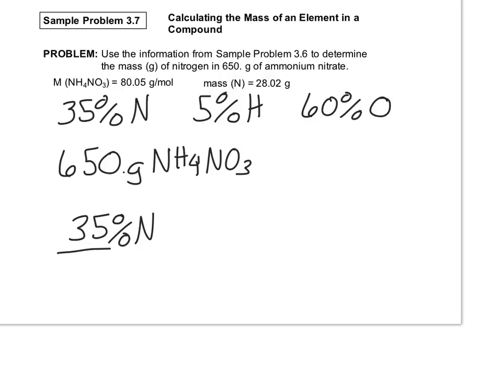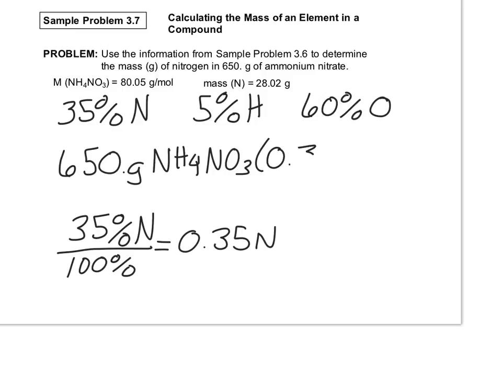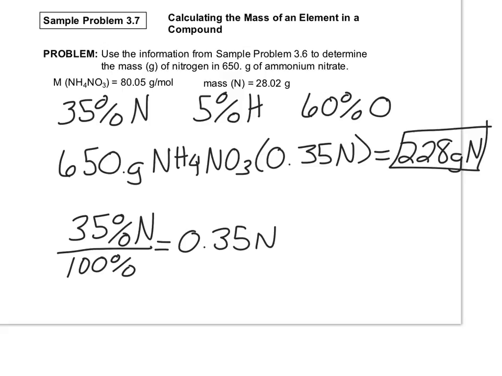And to turn a percent into a fraction, all you have to do is just divide it by 100%. So that equals 0.35, and that's the mass fraction of nitrogen. Now I take that mass fraction of nitrogen and multiply it by my sample, and that's going to tell me how much of that 650 grams is nitrogen. So I've got 650 times 0.35, and so 228 grams of that sample of the ammonium nitrate, of the 650 grams, is made up by nitrogen.